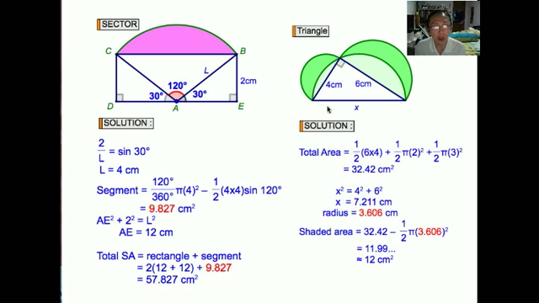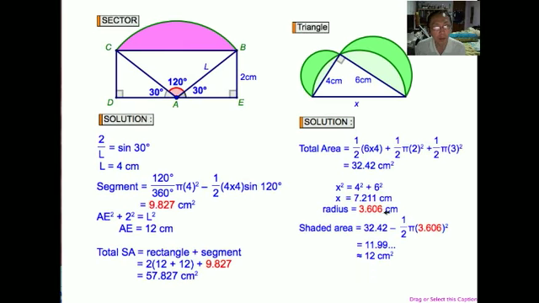Next, we need to find the radius of the largest semicircle using Pythagoras theorem. Then taking half of that will give us the radius of the big semicircle. Thus, the shaded area of the two moonlight structures will be the whole area, subtract away the area of the large semicircle, half pi r squared.